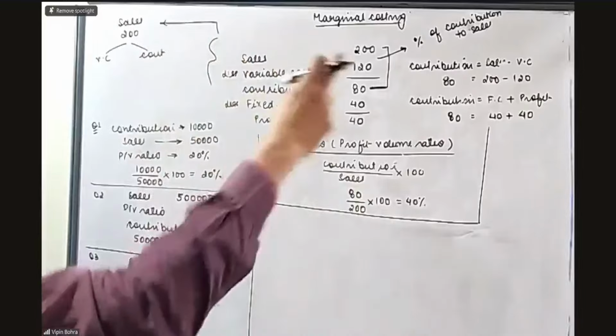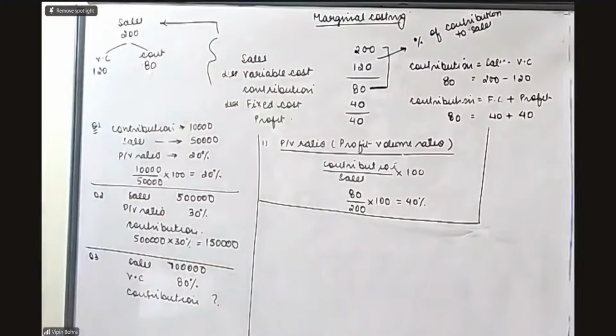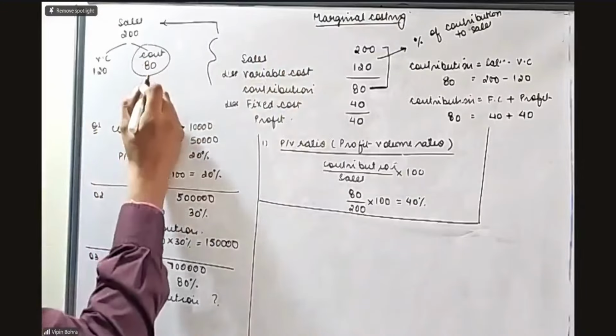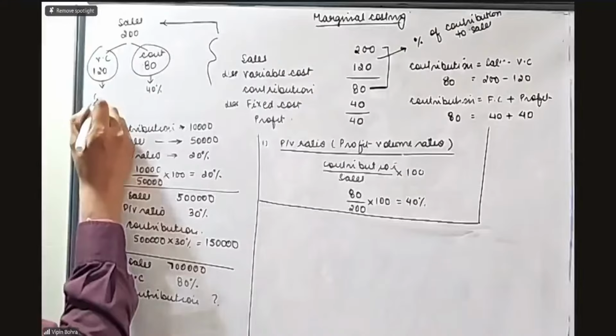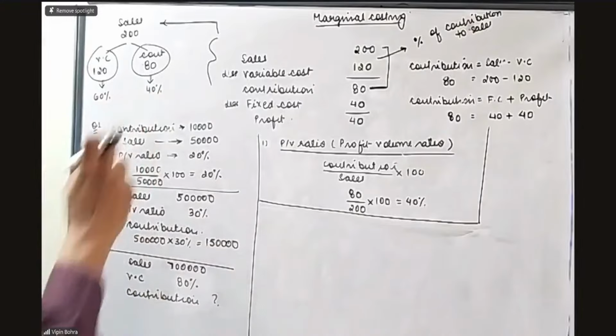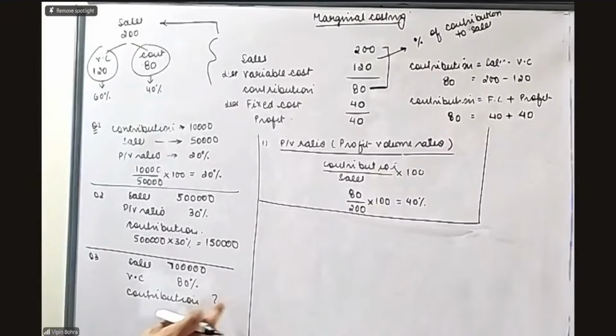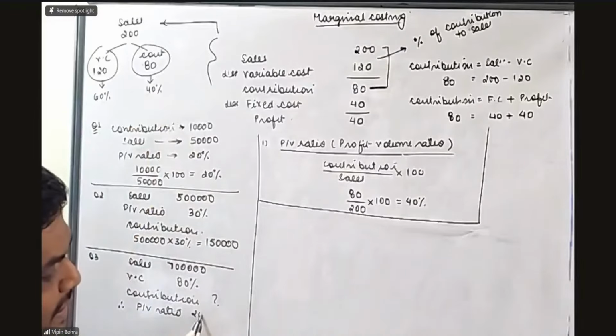So if my sales is 200, my variable cost was 120 and my contribution was 80. So sales minus variable cost is what? Contribution. So if contribution is 40% of total sales, variable cost will be how much? 60% of total sales. So herein, if my variable cost is 80%, it means my contribution will be how much? 20%. So therefore, my PV ratio will be how much? If variable cost is 80%, contribution will be 20%.